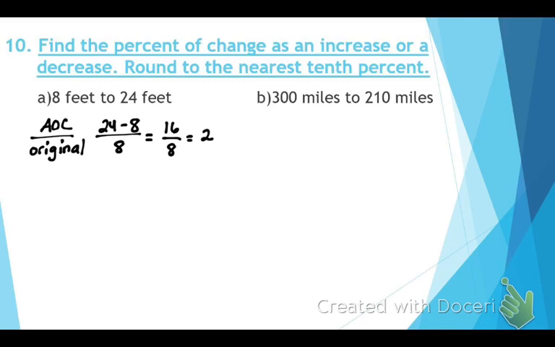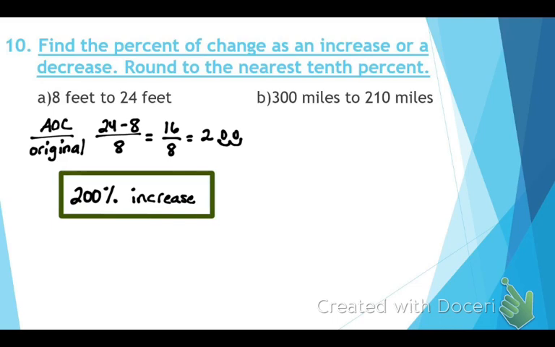Where is the decimal point on that 2? Behind it. So in order to change that into a percent, we have to go 1, 2. What percentage is that? 200%. Now, imagine the tree was 8 feet, and it grew to be 24 feet. Did it increase or decrease in height? It increased because it got bigger. So our answer is a 200% increase.